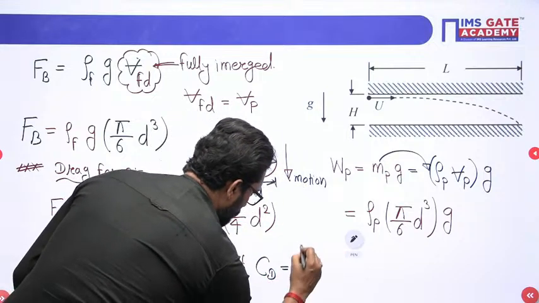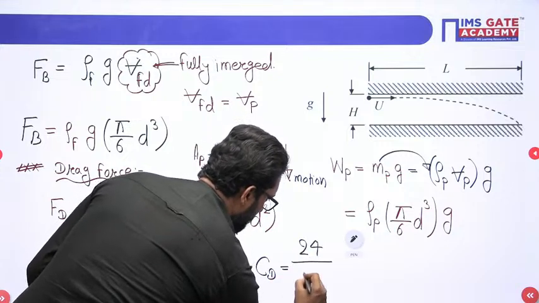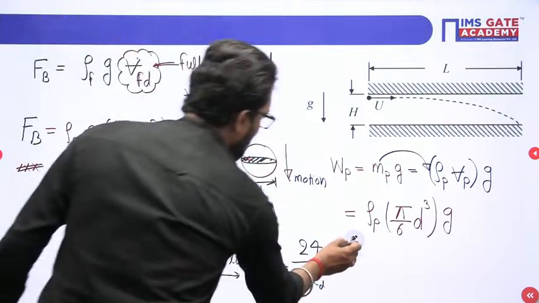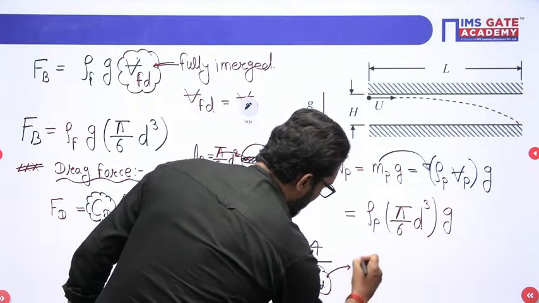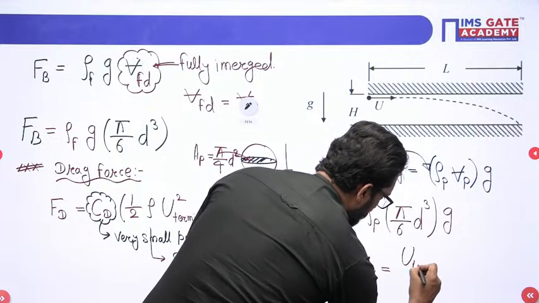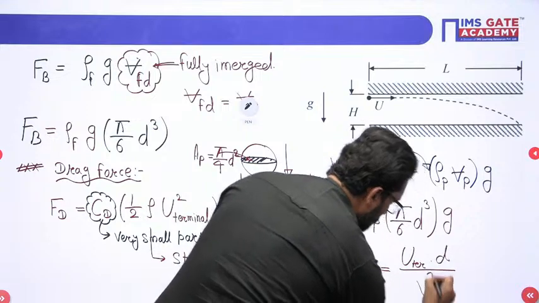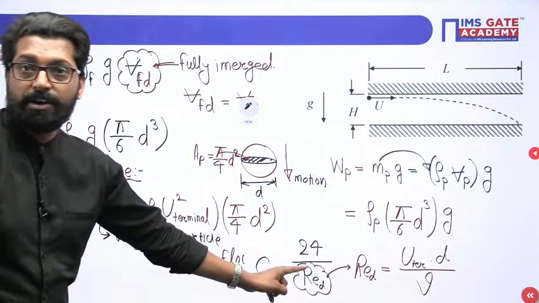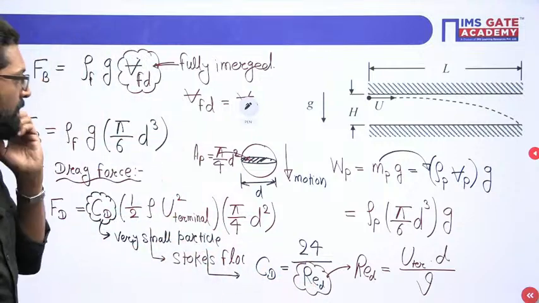CD is equal to 24 by the Reynolds number based on diameter D. And what is Re_D? Re_D, the Reynolds number of D, is equal to U terminal times diameter divided by kinematic viscosity. Put this value here, CD. This is a very important observation I am telling you. Put this value CD here and rearrange it.